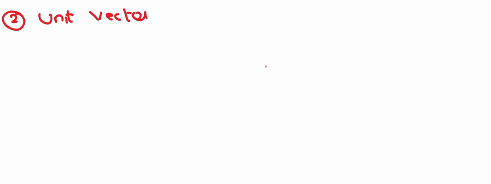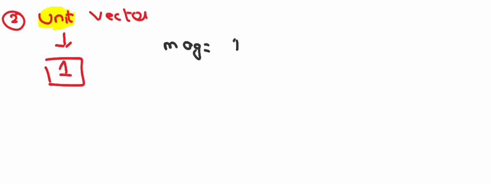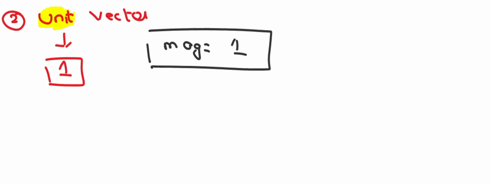Now, what is a unit vector? The word that appears in unit vector is unit, and the meaning of unit is 1. So the unit vector is the vector whose magnitude is equal to 1. The importance of the unit vector in physics or mechanics is that it helps us to determine the direction of any given vector present in space, in a plane, or on an axis.